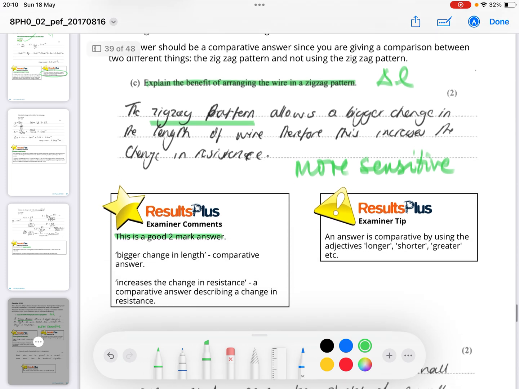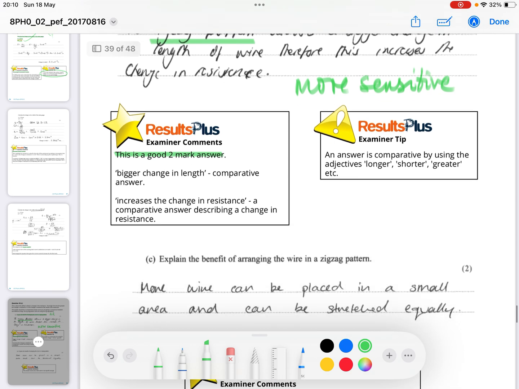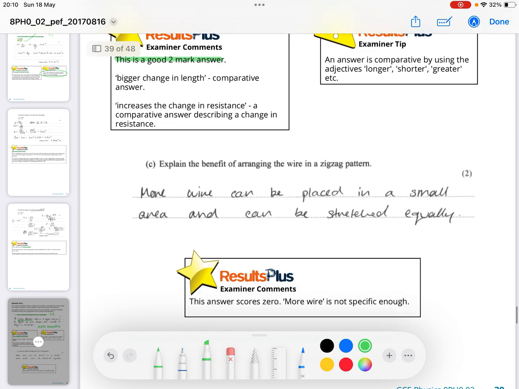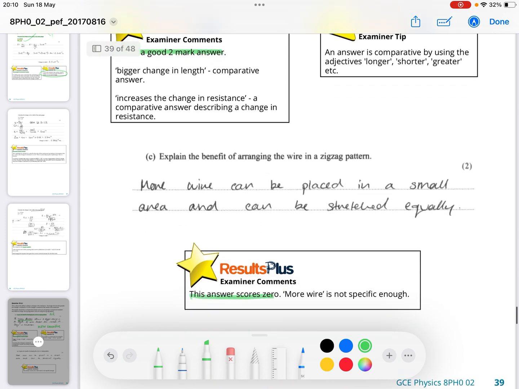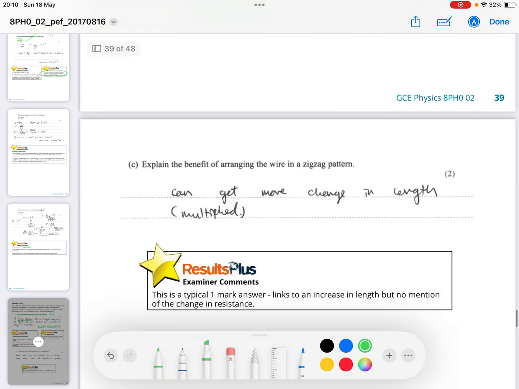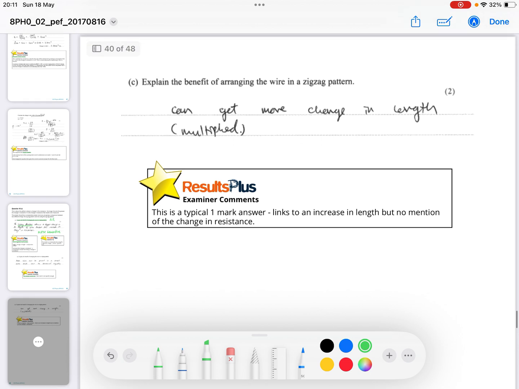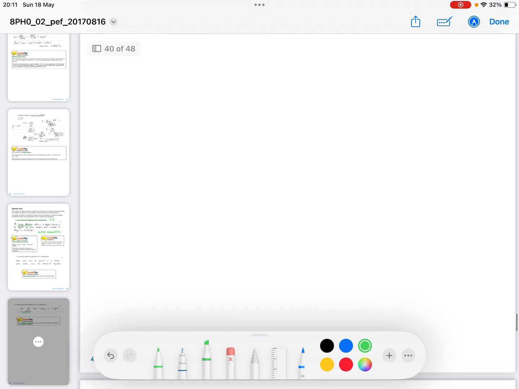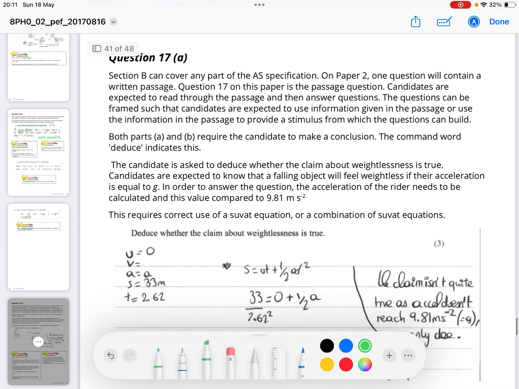I'll let you read it because we're short of time. This answer scores 0, so obviously the student doesn't understand what they're talking about, and you can have a look at it. Explain the benefit of arranging the wire, and this one scores 1 mark. It says the length is multiplied, so you're only making 1 point, so it only gets 1 mark. Have a look at the mark scheme as well, which you can find online.